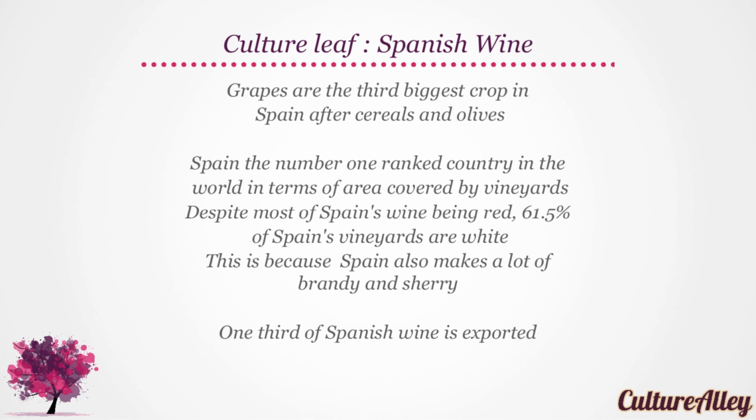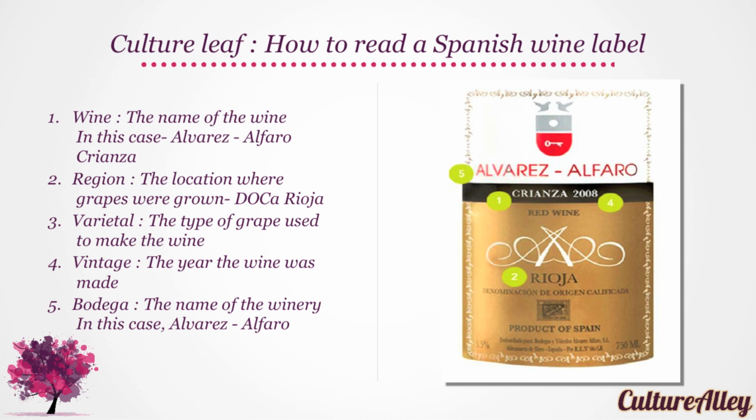Spain is the number 1 ranked country in the world in terms of area covered by vineyards. Despite most of Spain's wine being red, 61.5% of Spain's vineyards are white. This is because Spain also makes a lot of brandy and sherry. Of the total wine produced, 1/3 of Spanish wine is exported. Here is something very interesting.